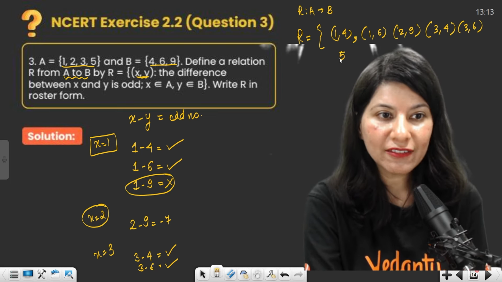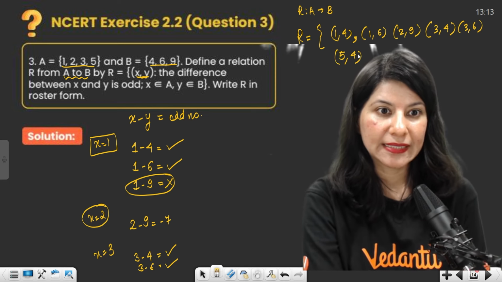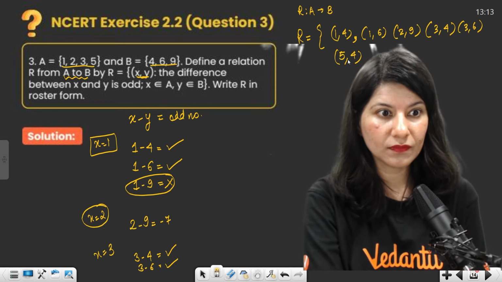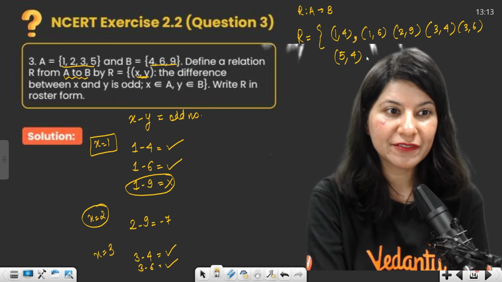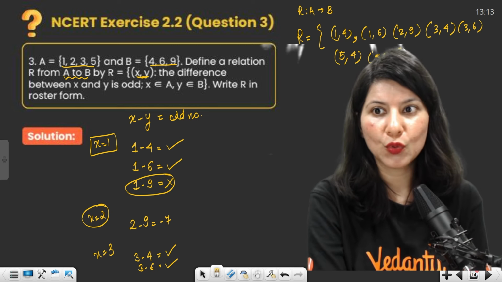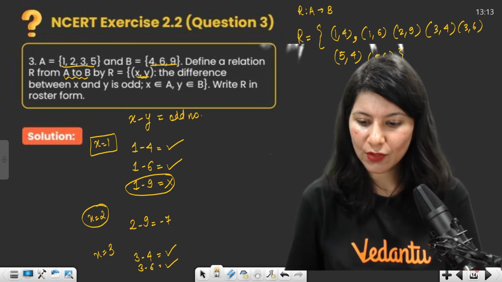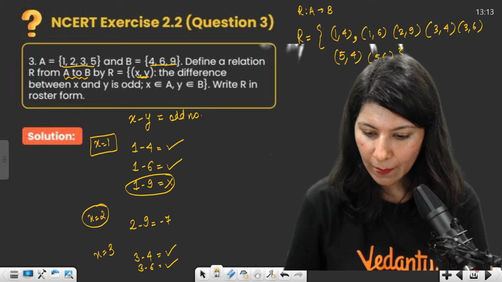Last, 5 and 4, yes, because the difference between them is 1, which is an odd number. (5, 6), yes. And (5, 9), no, big no. Okay, so this is the roster form, right? What are the elements? Let us understand over here.